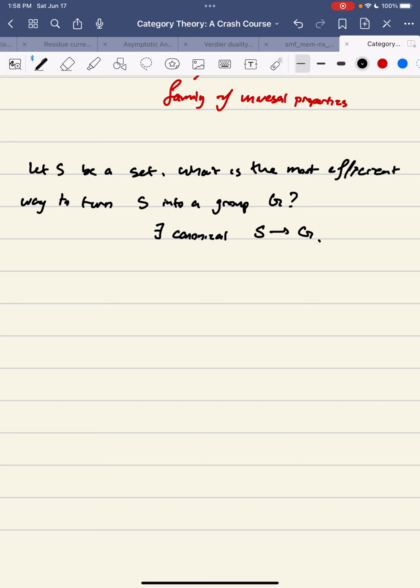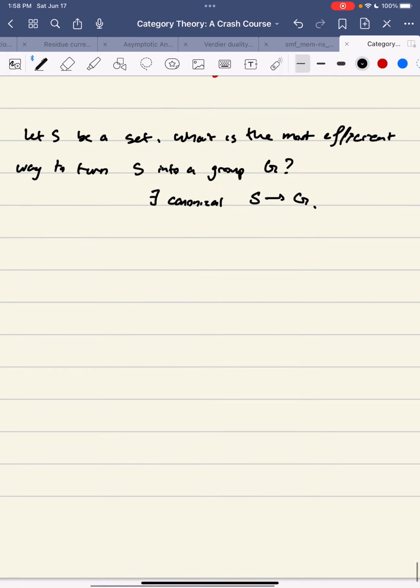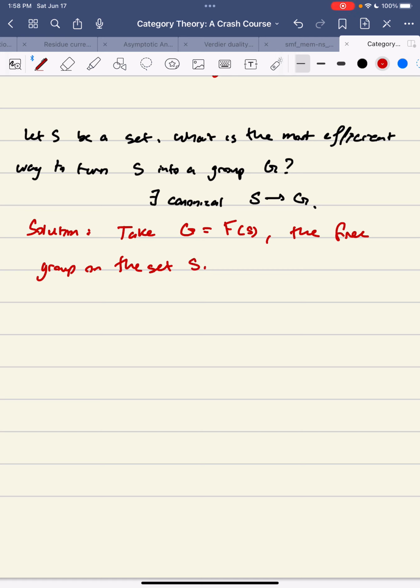So this is a classic problem that is solved by adjoint functors. And so maybe if you're familiar with this problem, this is the notion of a free group on a set. The solution is we take G to be, I'll call F of S, the free group on S. So this is the most universal way of turning the set S into a group.